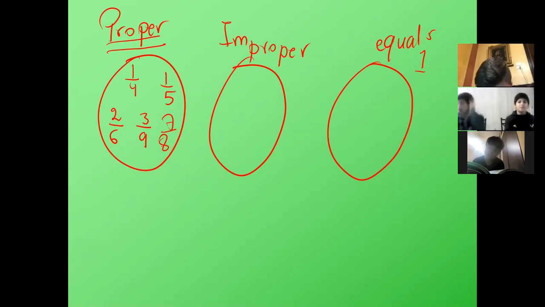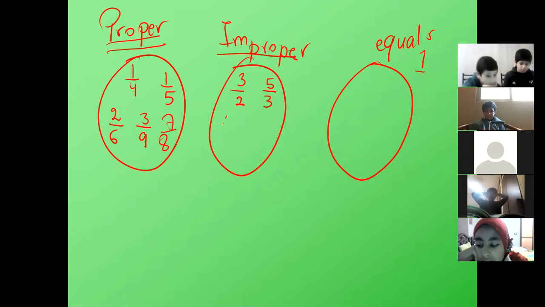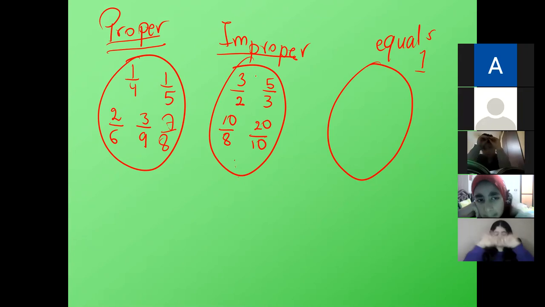دايما لما يكون النيوميريتور less than the denominator, we call it what? Proper. بالعكس الامبروبر. الامبروبر بالعكس opposite للproper. If the numerator is bigger than the denominator. For example, 3 out of 2, 5 out of 3, 10 out of 8, 20 out of 10, and so on. If the numerator is bigger than the denominator, we call it improper fraction. Okay? So, if the numerator up is bigger than the denominator down, what do we call this fraction? Improper.